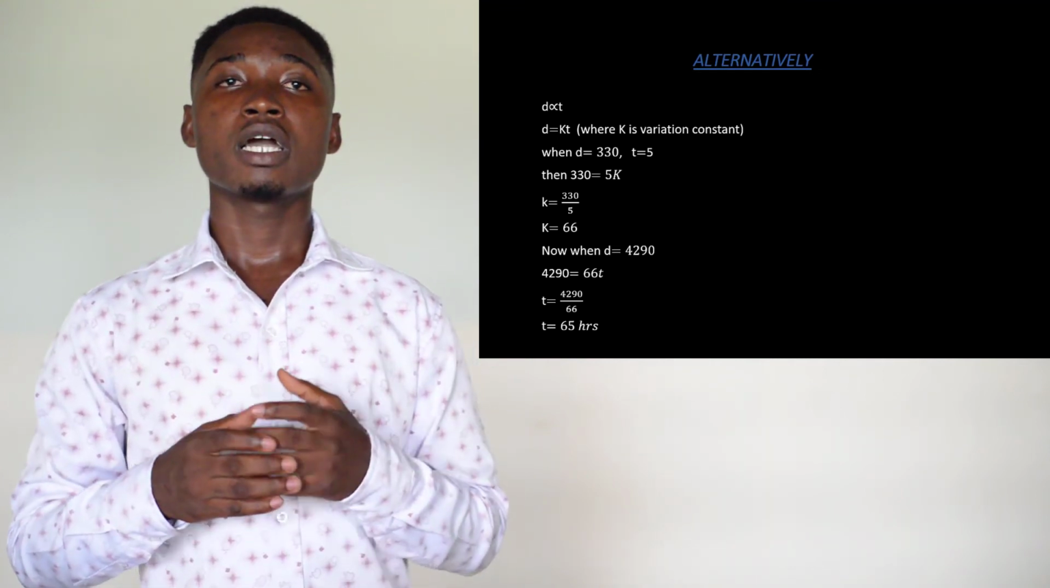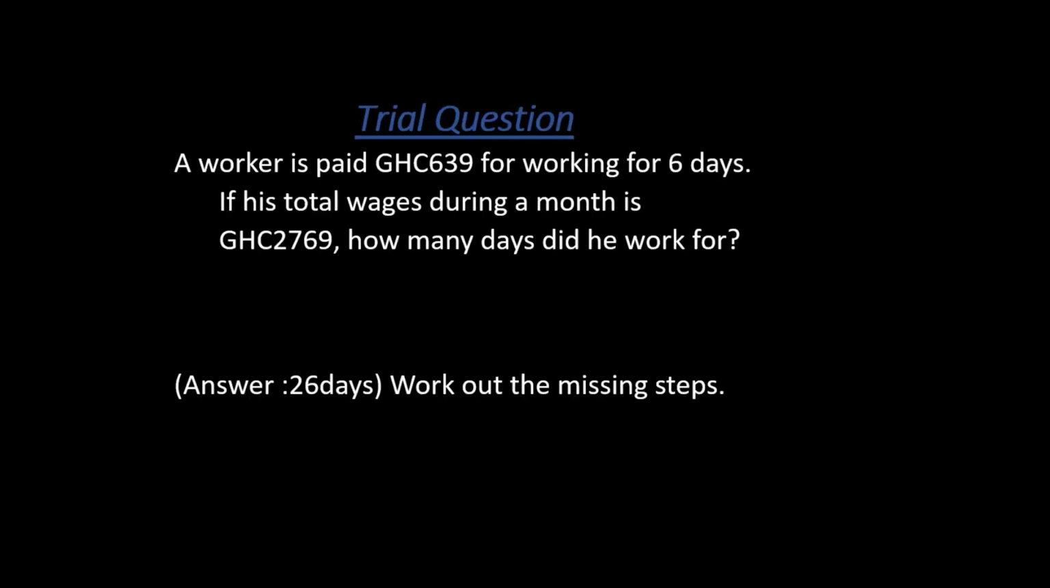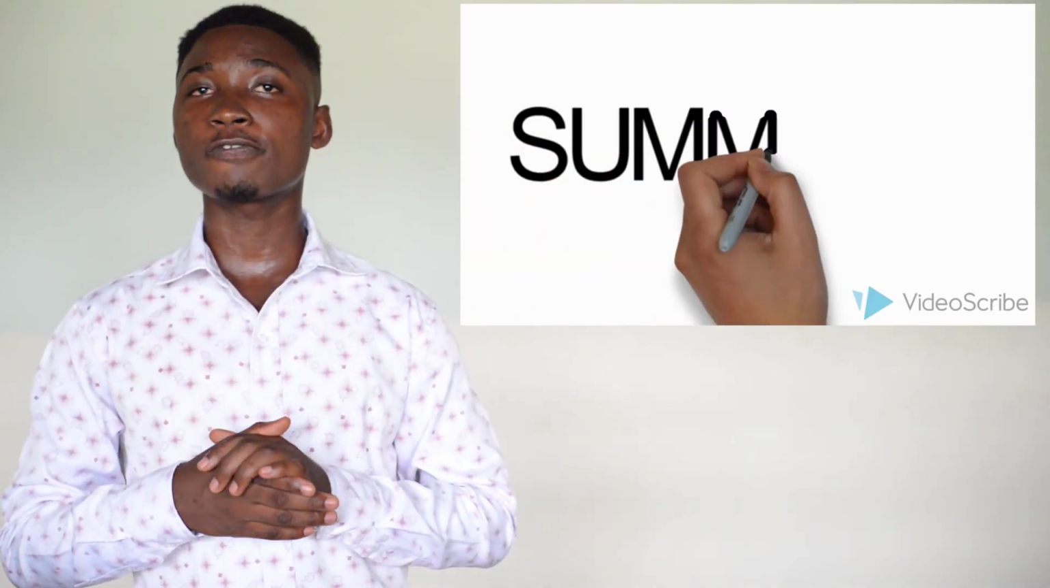Now, I want you to try your hands on this question. A worker is paid 639 cedis for working for 6 days. If his total wages during a month is 2,769 cedis, how many days did he work for? I hope you've gotten the concept for today.